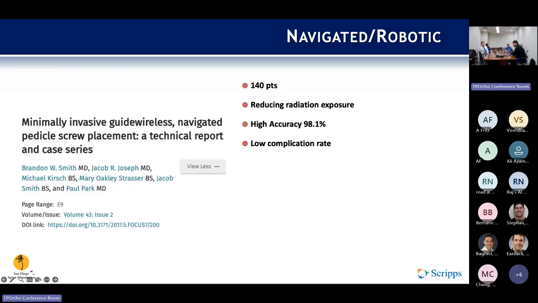Less than 1% experienced a screw-related complication, which they considered a medial breach. This suggested that navigated percutaneous pedicle screws can be safe and effective as well, with high accuracy and low complication rate.